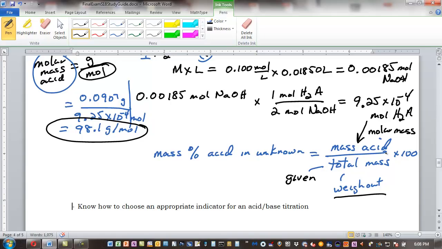Okay, so this problem's a little bit different. You actually know what the acid is, so you would know its molar mass, but it's a mixture, so only part of that mixture is acid, and you're trying to find out what percentage of that mixture is acid. Okay, so there's kind of one more step.